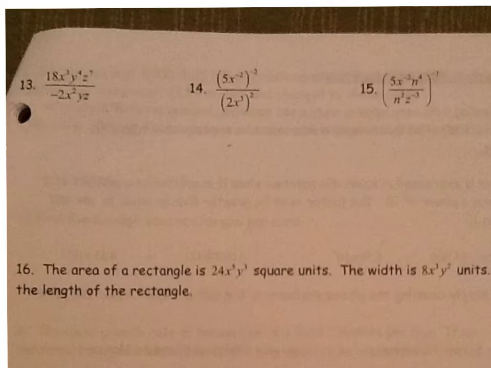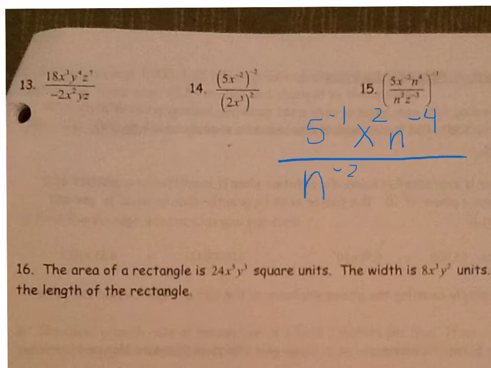All right, 13 and 14 are pretty similar, so let's take a look at number 15. Number 15 is a crazy mess raised to the negative 1 exponent. Now, one way to do this is to simply take that negative 1 and distribute it into everything. So here's what it would look like. It would be 5 to the negative 1. Remember, I should multiply these exponents, so it would be x to the positive 2 now, n to the negative 4, over n to the negative 2, z to the positive 3. That's the first step. Then I can start making everything positive.